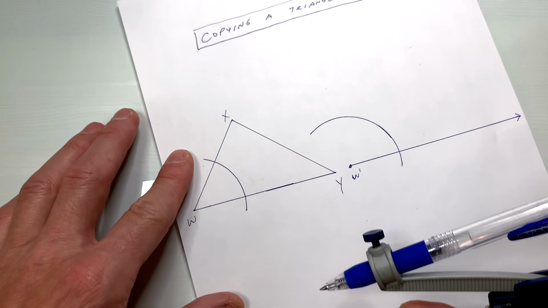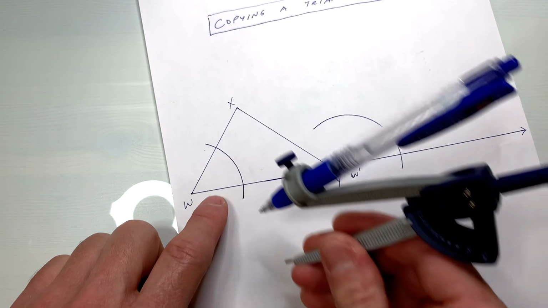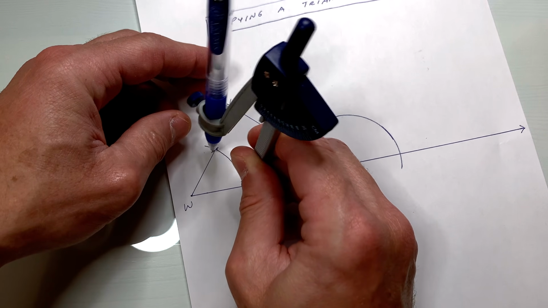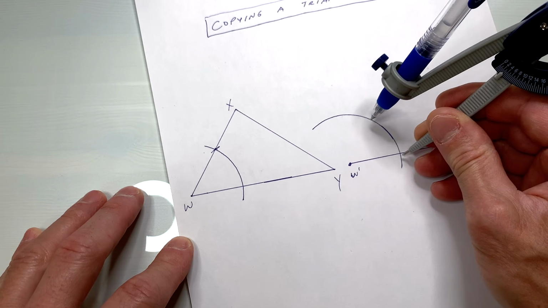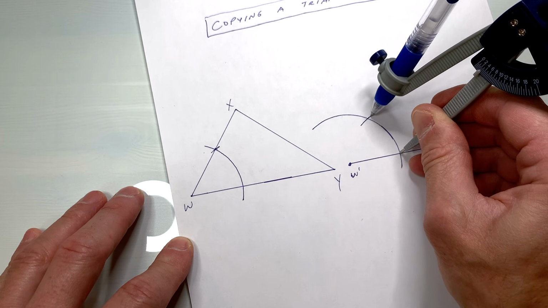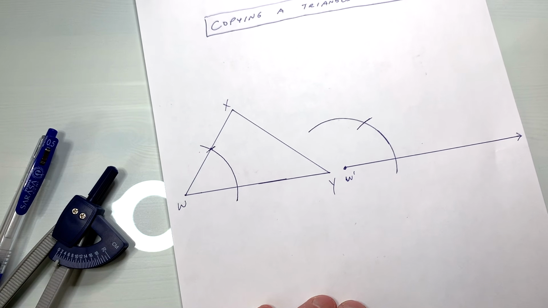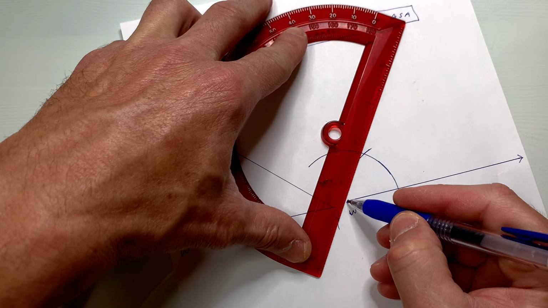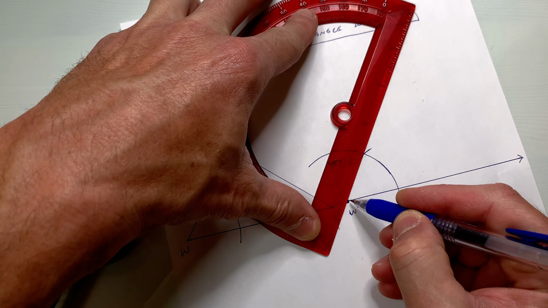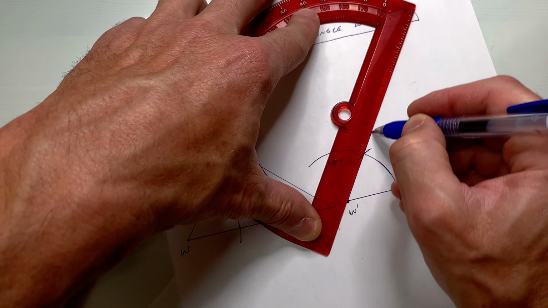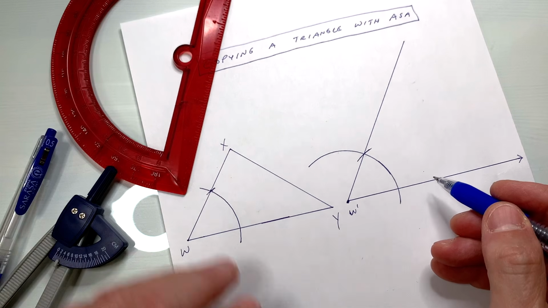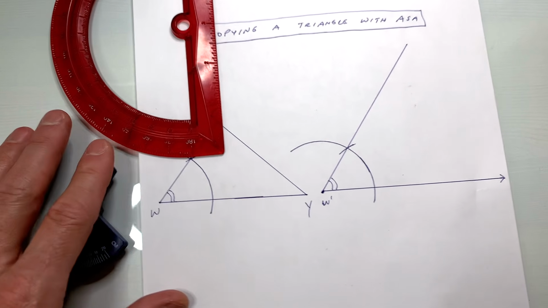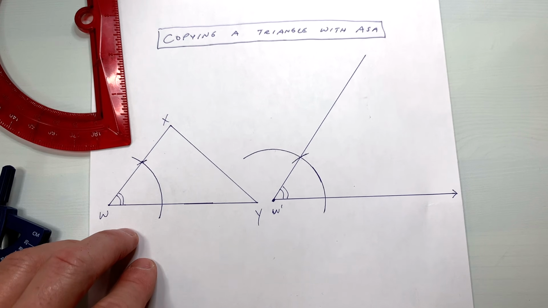Now what we're going to do is measure how open this angle is. So we're going to measure the distance from here to here, and I would just mark that with a little arc to show that you measured that. Same thing over here. And now all we have to do is draw a ray from W prime through that point of intersection, again drawing it a little bit longer than you think you might need. Like that. And so now you can see that angle W and W prime are congruent to one another. So that's the angle part.